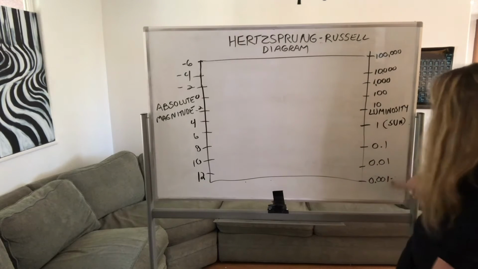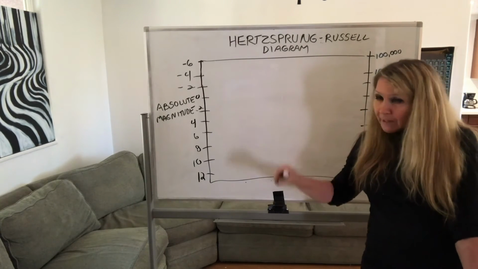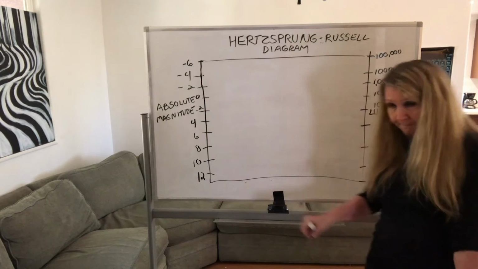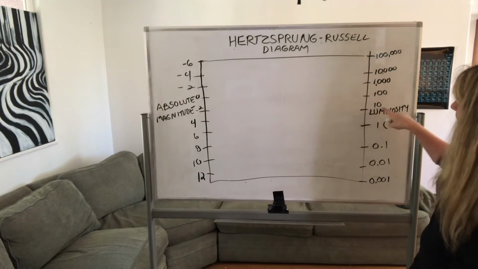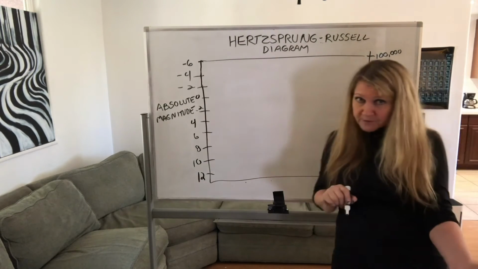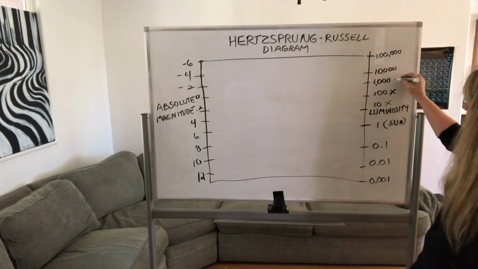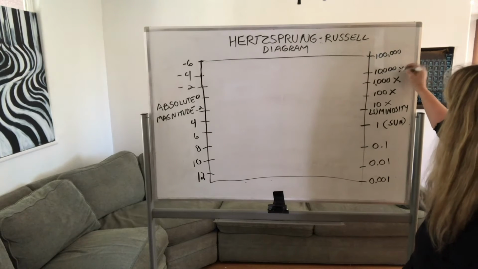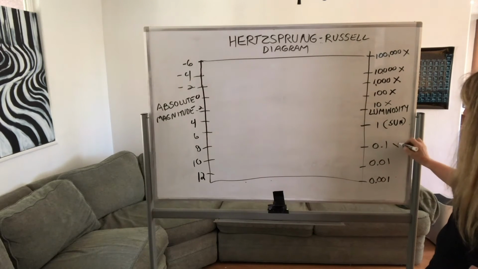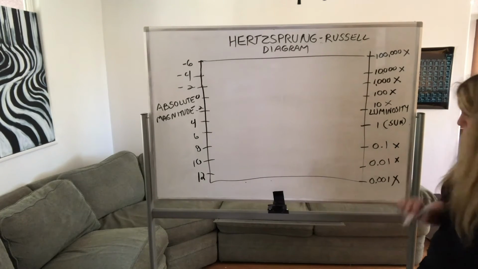So these numbers indicate the amount of energy produced from the stars in relationship to our sun. So at this level, if it's a 10, that means it has 10 times the energy our sun produces. Stars here have 100 times the energy. 1,000, 10,000, and 100,000. Okay? This one would be a tenth of the energy produced.